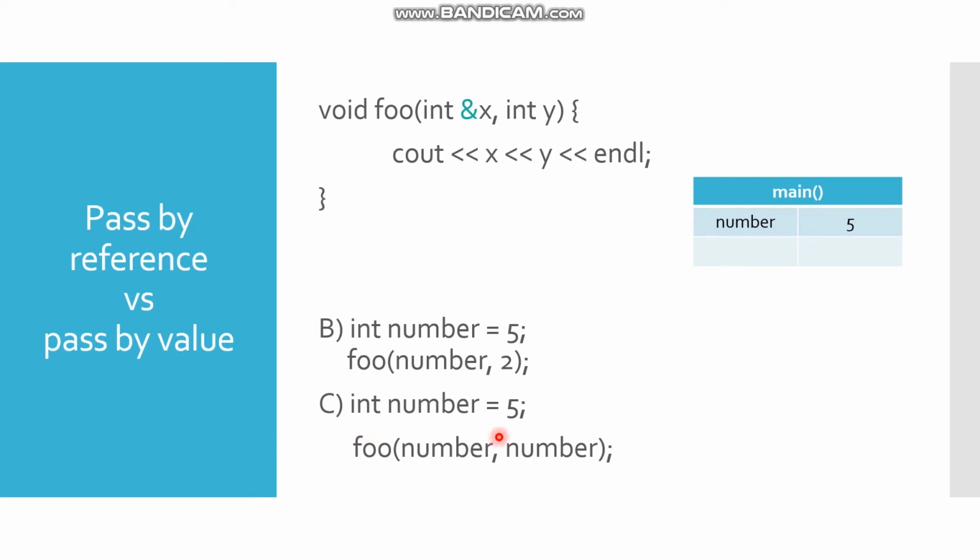For C, we have number over here. Even though it's a variable here, because it's passed by value, it copies over whatever value was in here. So in this case, number is 5. So y copies over 5. So we have y is 5 over here. We have x being another name for number over here as well. And that's how the function works.